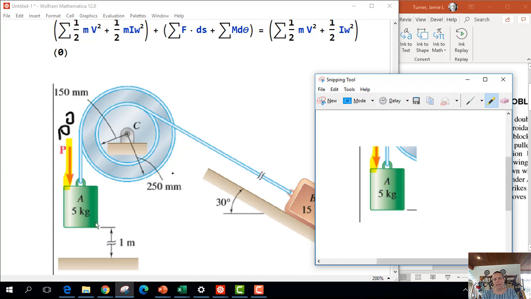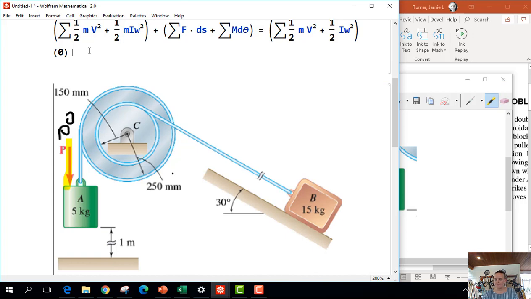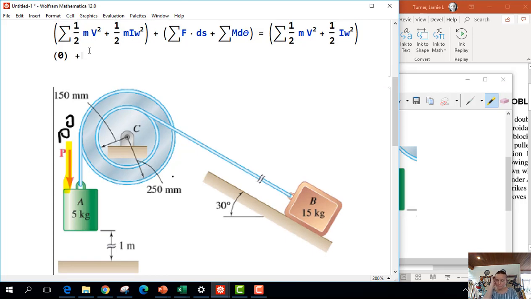And since A is going down, it's going to be speeding it up. So our work for A is going to be equal to the mass of A times g, and then we also have that added force P. Those are all of our forces acting on A, and they're going to be pushing on it for a total of 1 meter. We make that positive because these two forces are making the motion go faster. So there's our first piece of it.